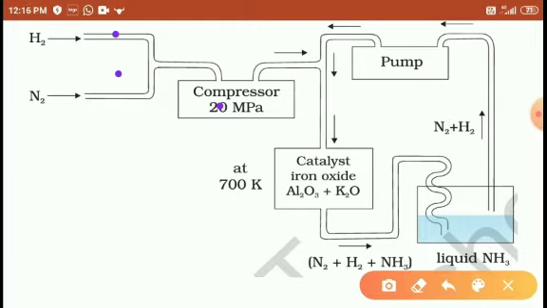Through the high pressure, they are passing into the iron catalyst. The catalyst increases the speed of the reaction, and they turn into ammonia here. Here a condenser is present. With the help of the condenser, they turn into liquid ammonia. Right, students? Okay.